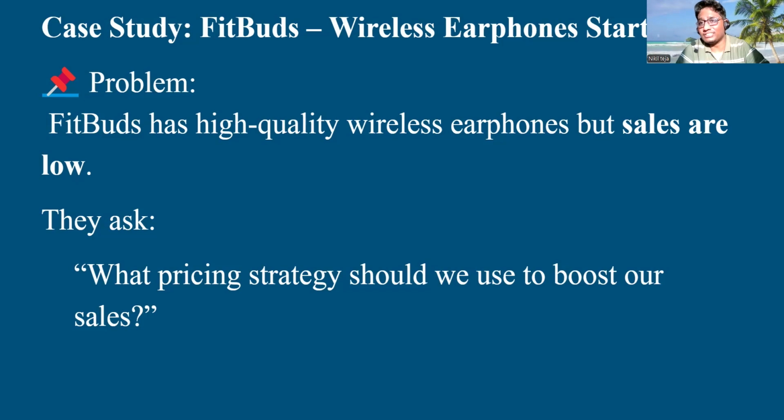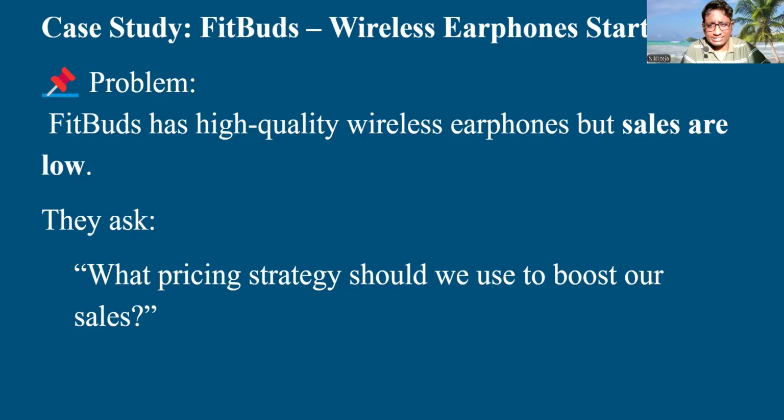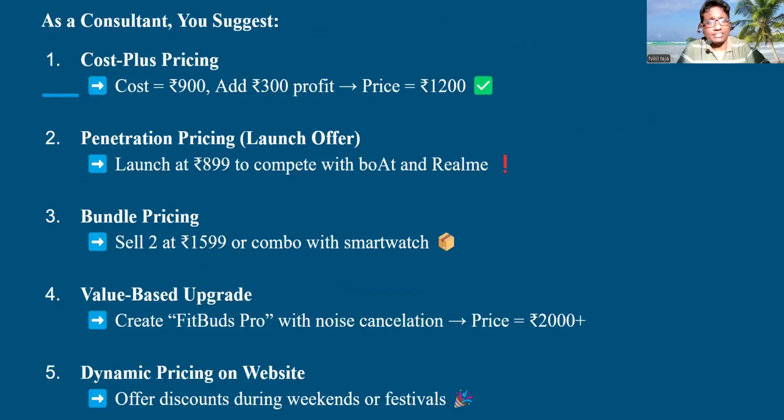So what is the pricing strategy? Our client needs to decide what prices to set for their products so that their sales can grow, right? As a management consultant, we need to suggest some strategies. So as a consultant, we will suggest cost plus pricing. It takes 900 rupees to produce the product, add a profit of 300 rupees, and then sell it at 1200. So that is one of the strategies, cost plus pricing.